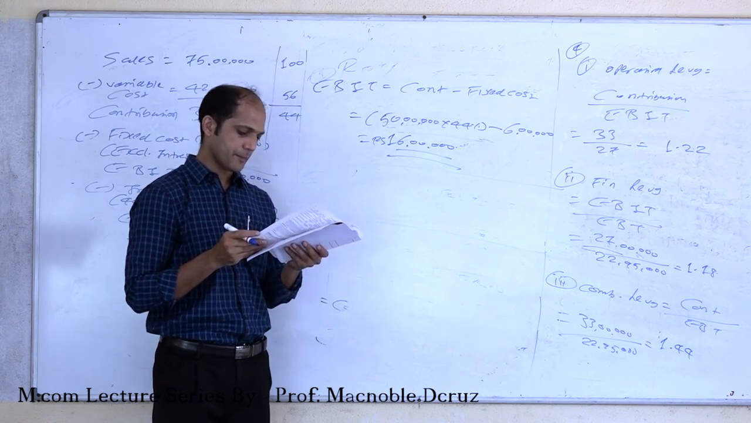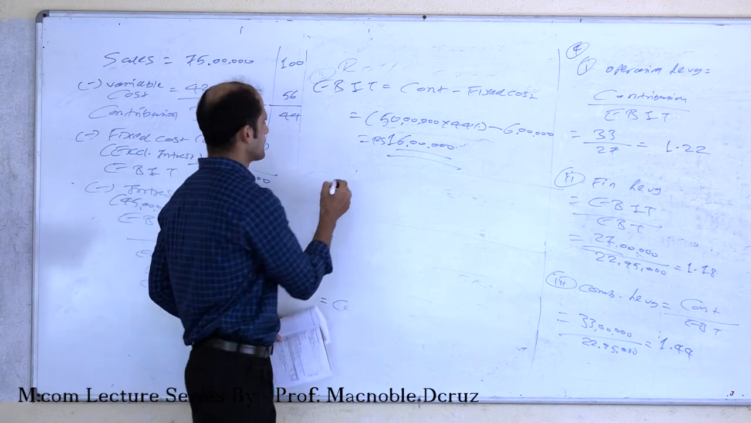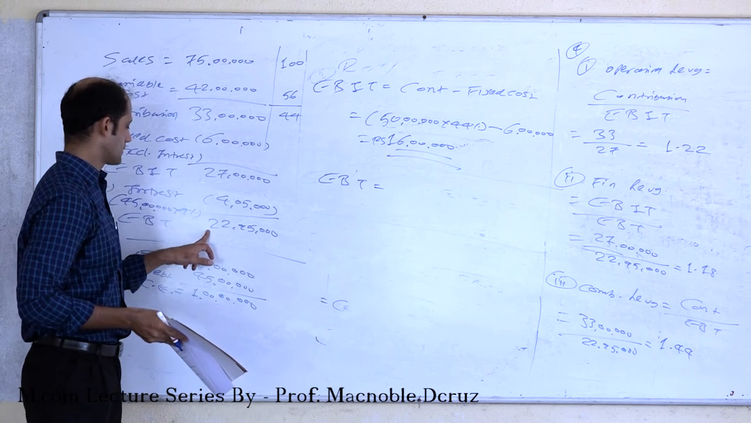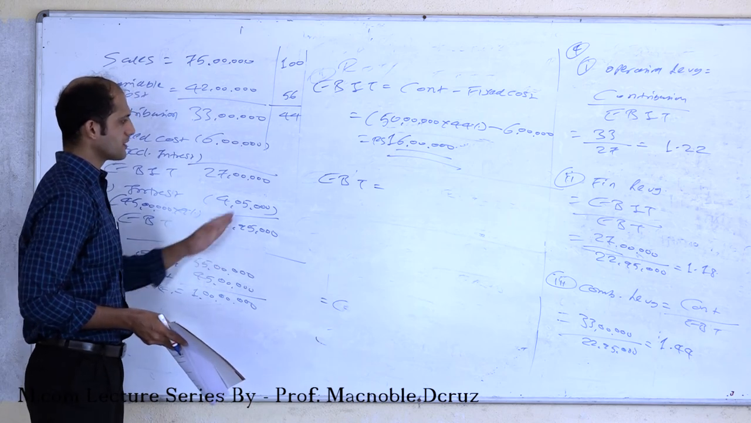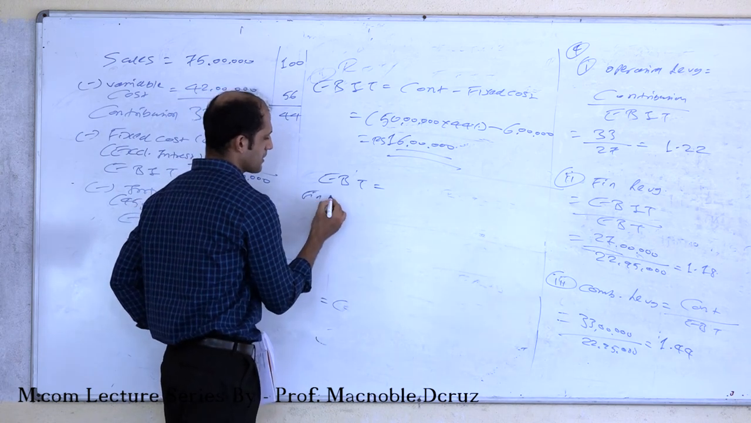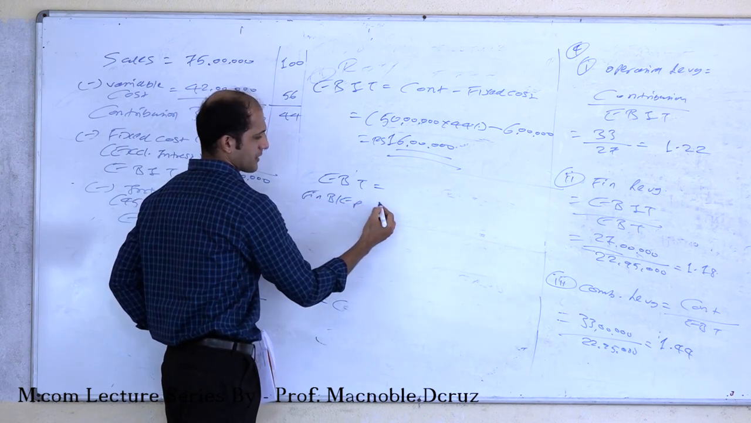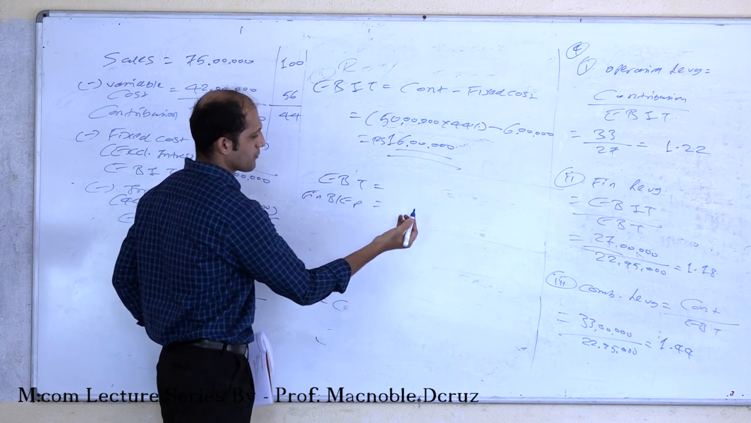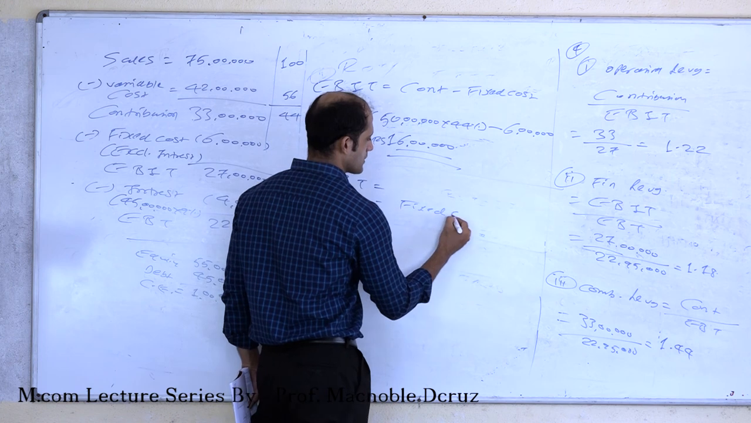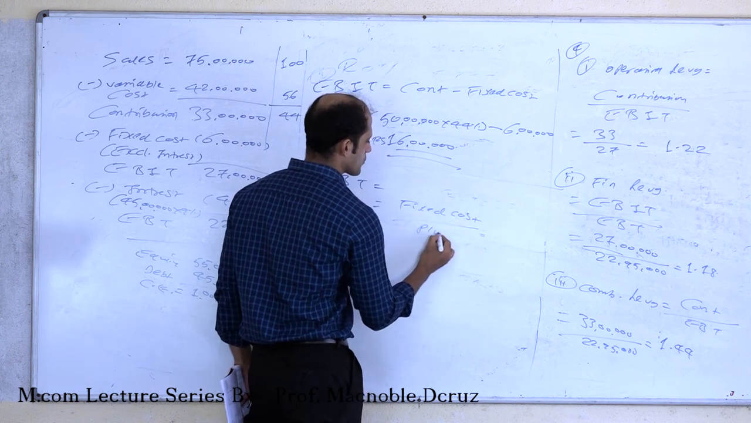Next, at what level EBT of the firm will be equal to 0? EBT 0 ka ho jayega. Nothing but what, financial break even. Ye aapko financial break even point par calculate karna hai. To hamara break even point ka formula kya hai? Total fixed cost divided by PV ratio. Aapko mil jayega.